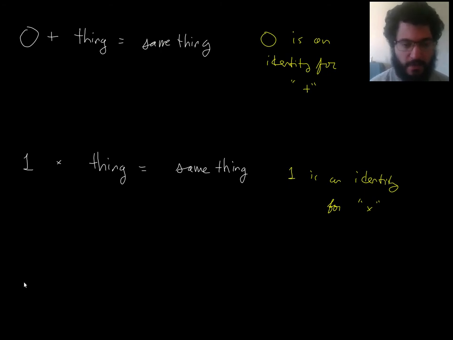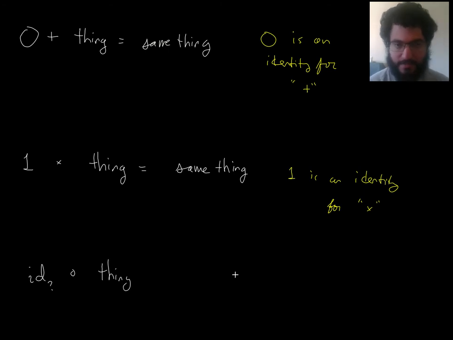And in a similar vein, if you take id sub something, where you have to put the appropriate thing, and you compose it with a thing, where by thing you have to put in the right type of thing, right? Like here it was a number, here it was a number. What type of number? I'm kind of being vague. Here thing is going to be some kind of function. And the idea is that you get the same thing.